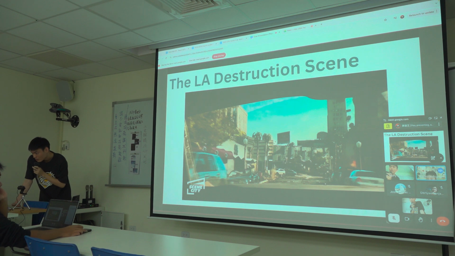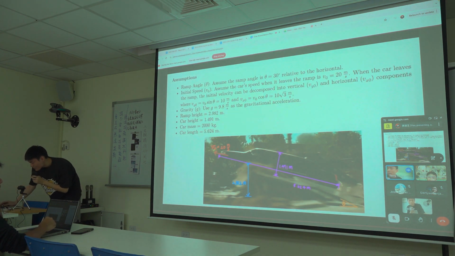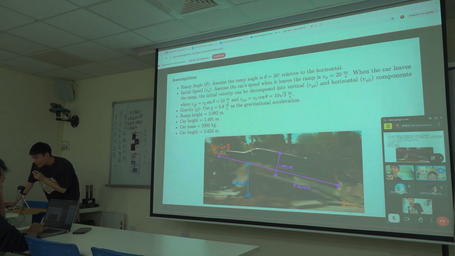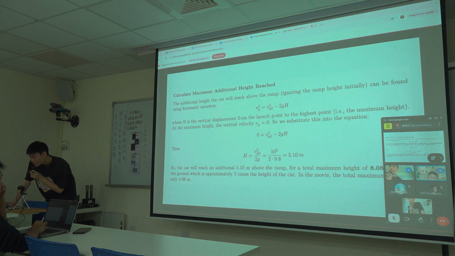Then that's fine. They shot it under physical conditions, so that cannot be wrong. But the initial speed would be 20 meters per second and the ramp angle was 30 degrees. If we use these values to calculate the maximum total height reached, it should be 8.08 meters, because that initial speed was really high. This is the scene where they drove an actual real car, so it should follow the physical law. But if we follow the physical laws, something is wrong in your calculation. On which part? I don't know, you figure it out.